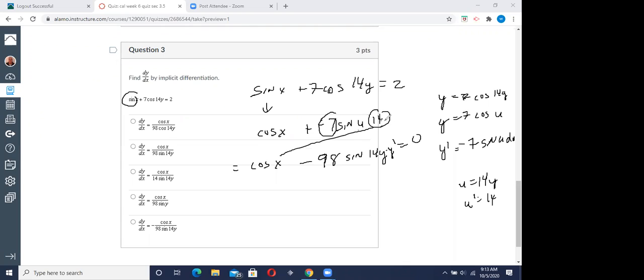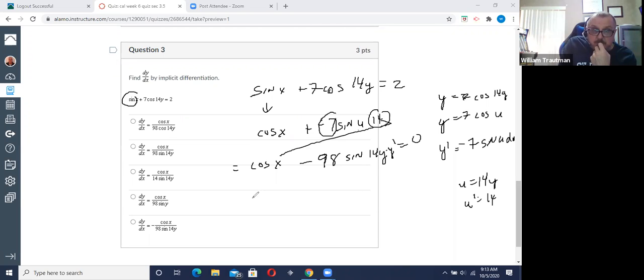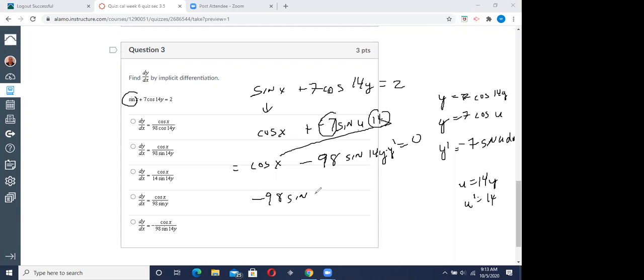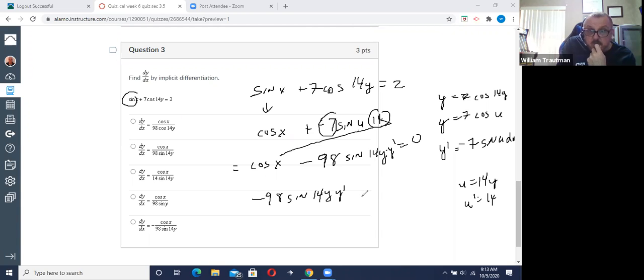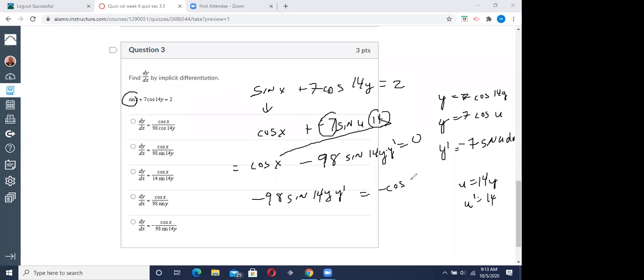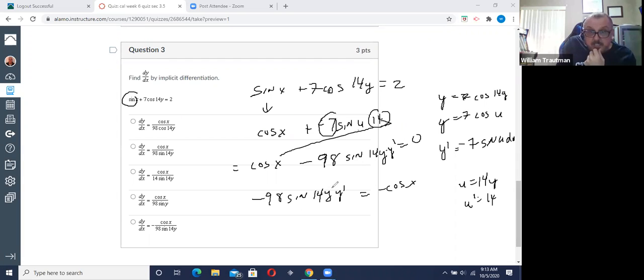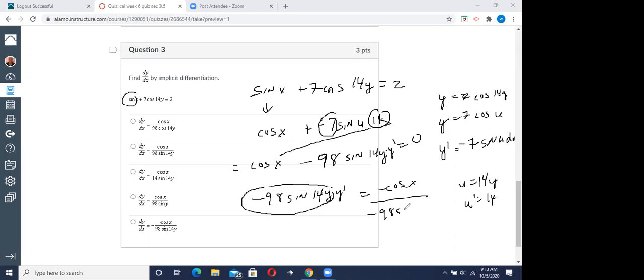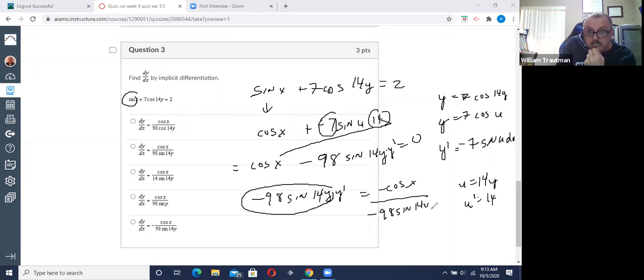So I get the cosine to the other side by subtracting cosine. Negative 98 sine 14y, y prime equals negative cosine x. And then if I divide, I put this on the bottom, I divide it, negative 98 sine 14y. Negative, negative changes to a positive. And we should have something like this. That's wrong because it's negative right there.